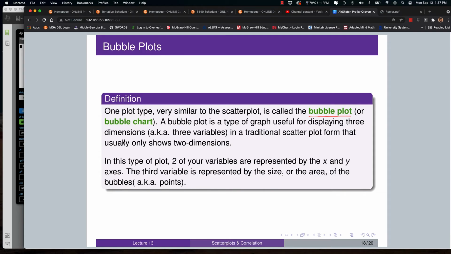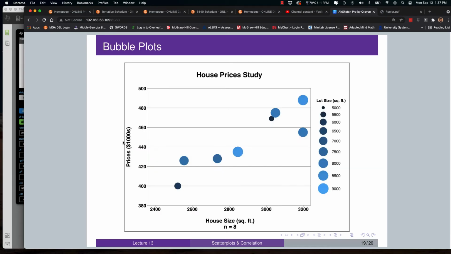And so I redid the house price study, and I added in the lot size in square feet, so the actual property size. So we still have the house size and the prices on the x and y axis. So those are the two variables there. This looks very similar to the plot we've seen earlier. But I've added in the size of the bubbles to represent how big the lot size is in square footage. And so this gives us a little additional information.